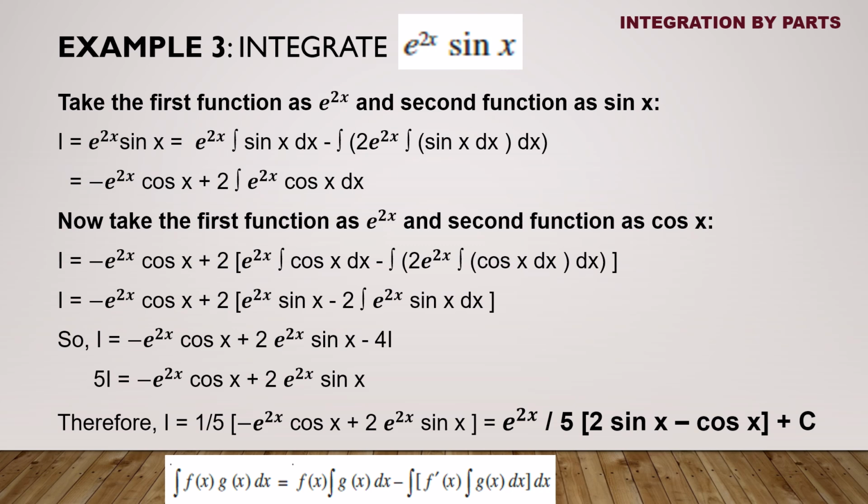So you now have 5I is equal to minus e raised to 2x cos x plus 2 e raised to 2x sin x. So I is 1 upon 5 into the whole term, or you can take out e raised to 2x common. So the final answer can be written as e raised to 2x upon 5 into bracket 2 sin x minus cos x, plus c.